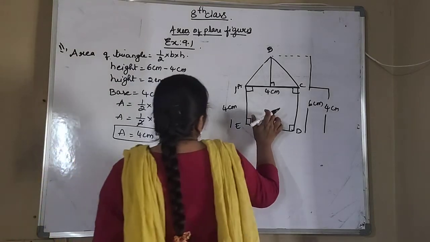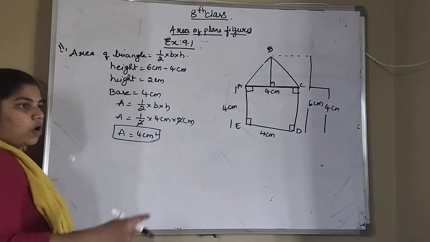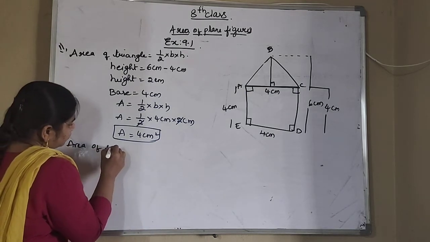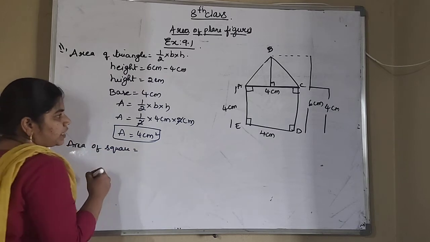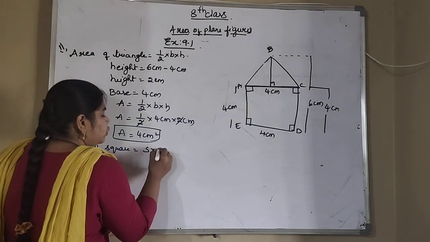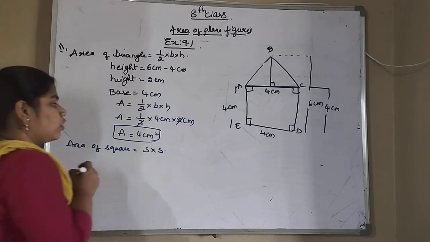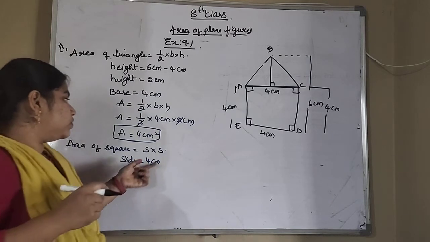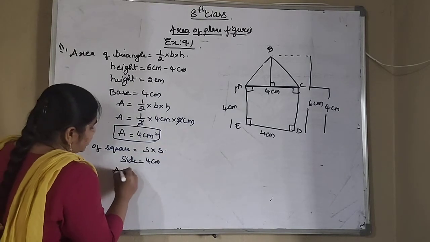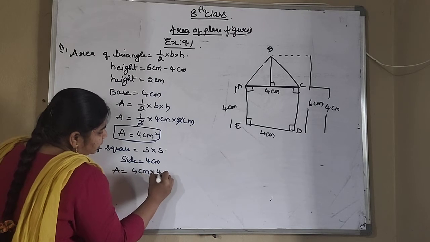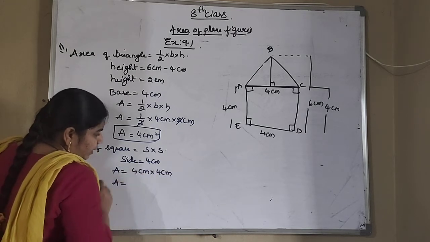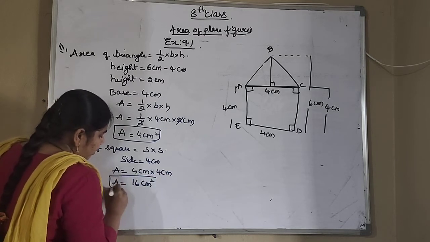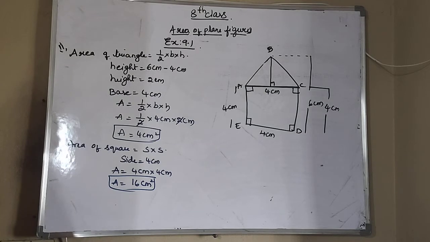Now we have to find the area of the square. In a square all sides will be equal. So area of the square equals, what is the area of a square formula? Side into side. So what is the side of the square here? 4 centimeters. Substitute this 4 centimeters here. So area equals 4 centimeters into 4 centimeters. So area equals 4 4s are 16. Centimeter into centimeter will be centimeter square. So the area of the square you got as 16 centimeter square.